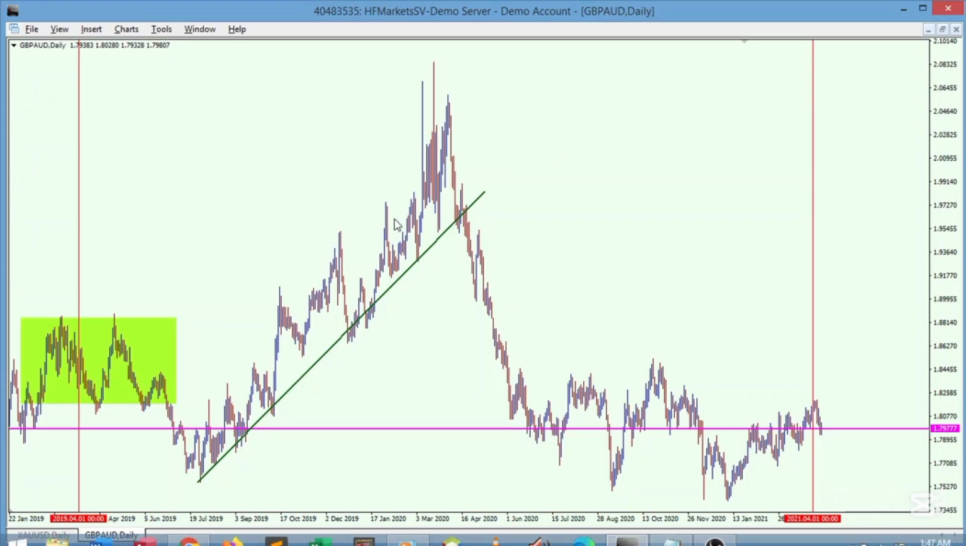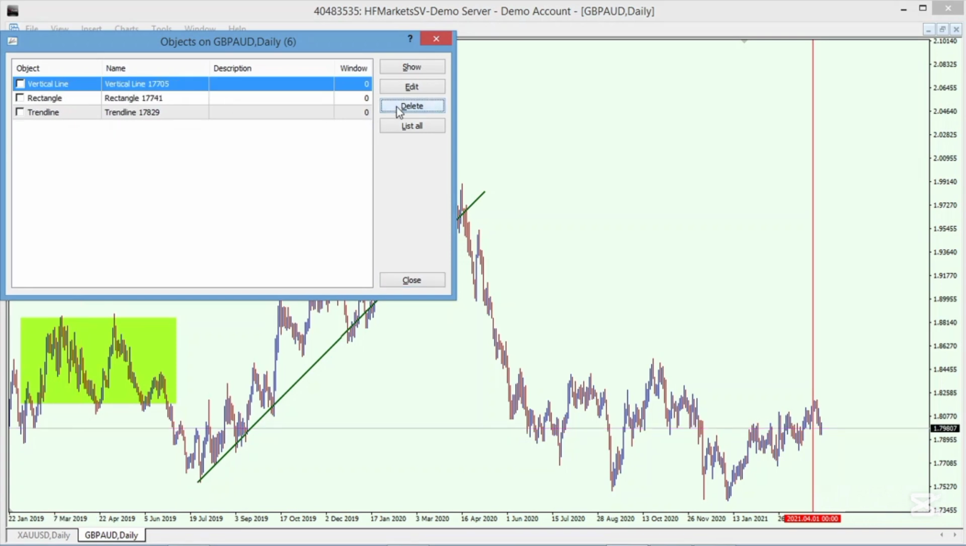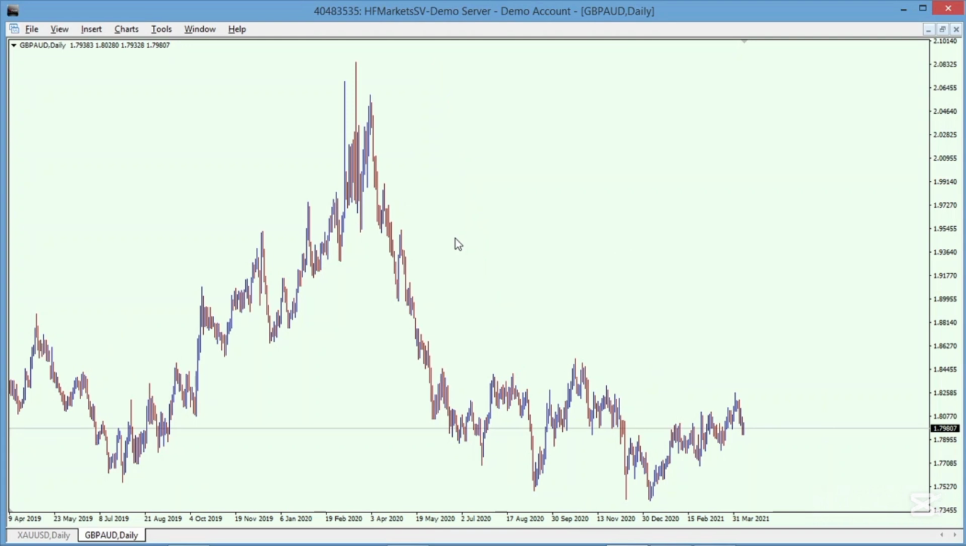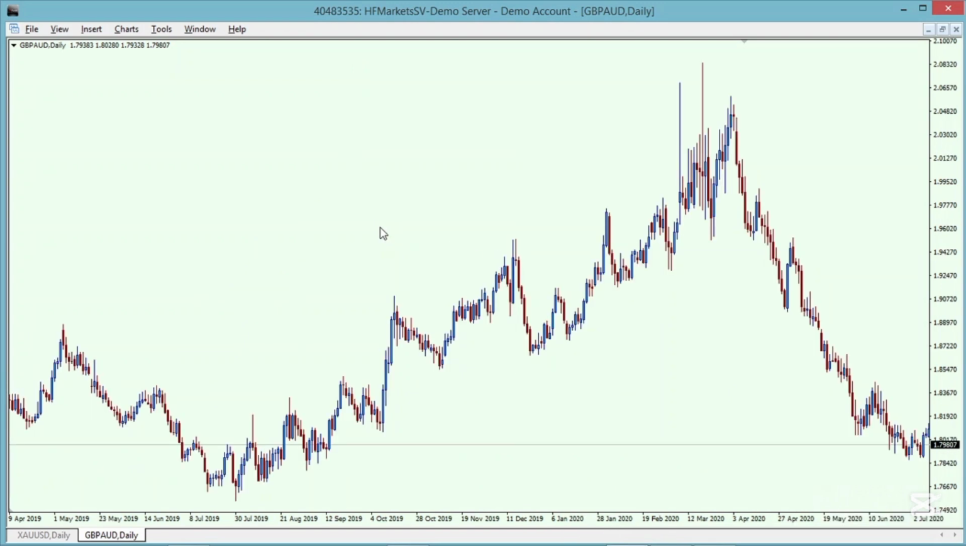Let me see. Where is that? Alright. So this is GBP AED here. Let me delete all the objects so that we can start something clean. I'll delete everything. Alright, so now we're about to check a 3 month period. I'm going down to let me just see it on the daily chart.